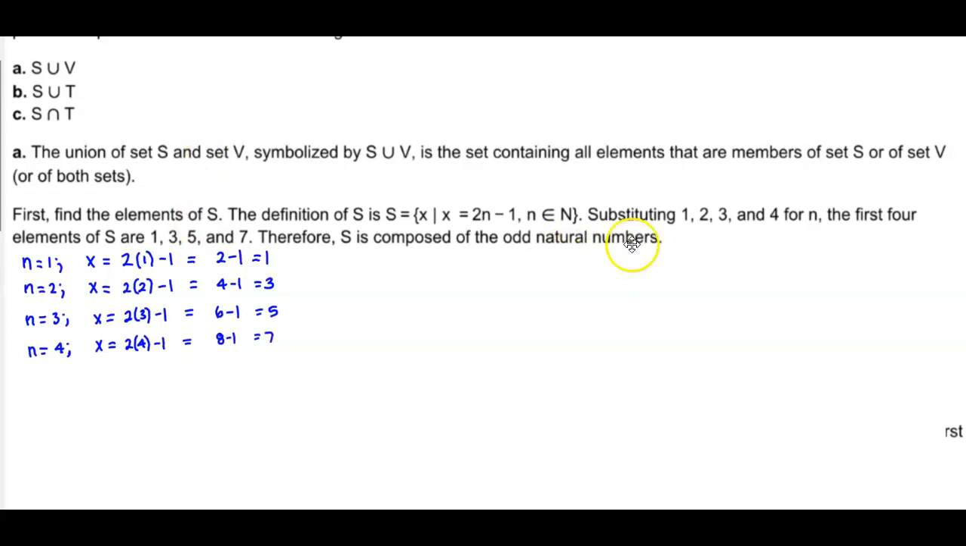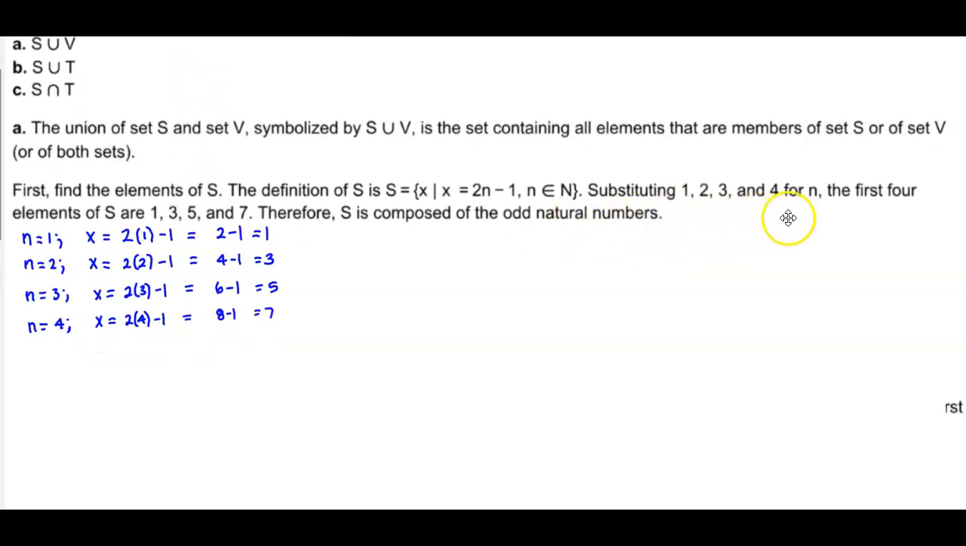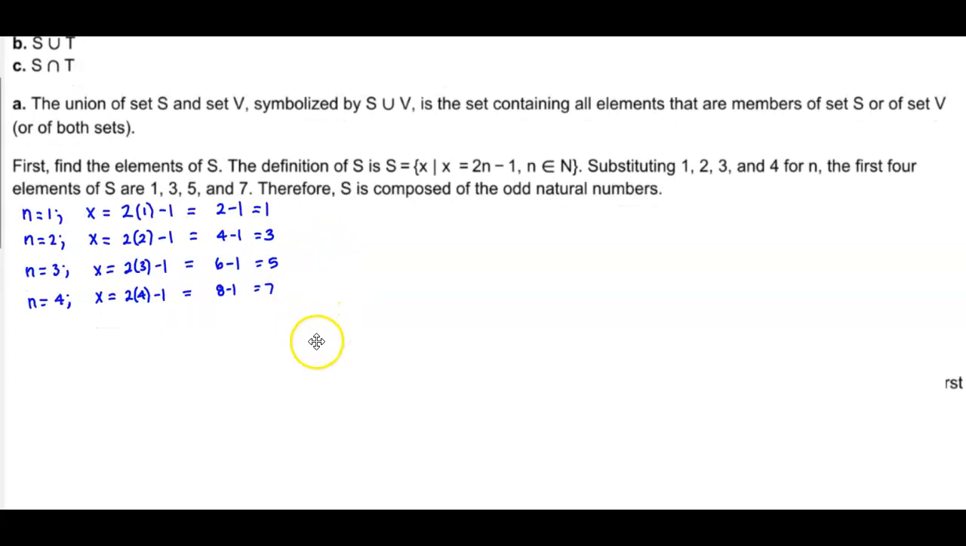So you can see here, by substituting the values of 1, 2, 3, and 4 for n, the first 4 elements of S are going to be 1, 3, 5, and 7. Therefore, we would say S is composed of the odd natural numbers.